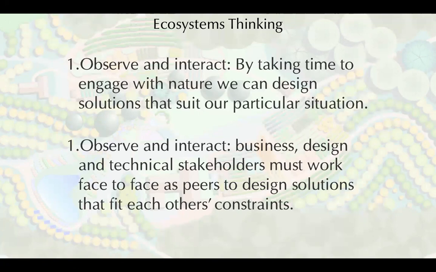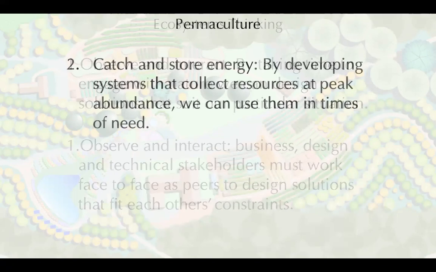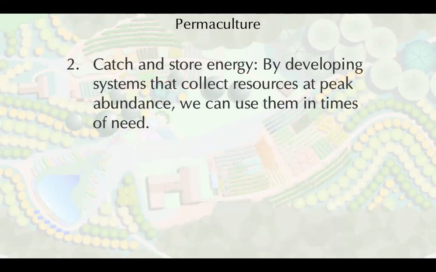So anyway, if you guys have anything where you'd like to pull me up short on any of the stuff, including stuff we covered last time, please do. So, observe and interact. Business, design, and technical stakeholders must work face-to-face as peers to design solutions that fit each other's constraints. This, of course, goes to the original agile principle about the best way to communicate to and within teams, and several of the ideas we talked about when we had the Game Without Thrones podcast.